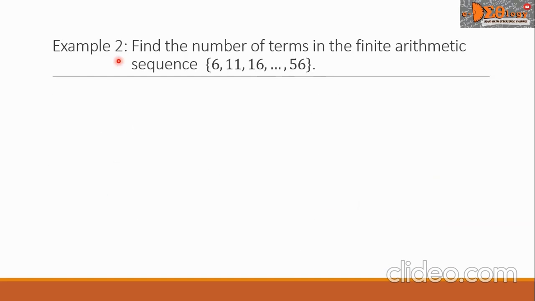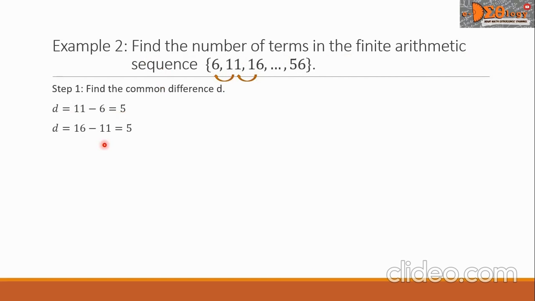Let us have example 2. Find the number of terms in the finite arithmetic sequence. The first term is 6, second term 11, third term 16, and the last term is 56. Let us find the common difference. We can take this 11 minus 6, and that is 5. Just to be sure, we can also have 16 minus 11. That will give us 5 also. So D is equal to 5.